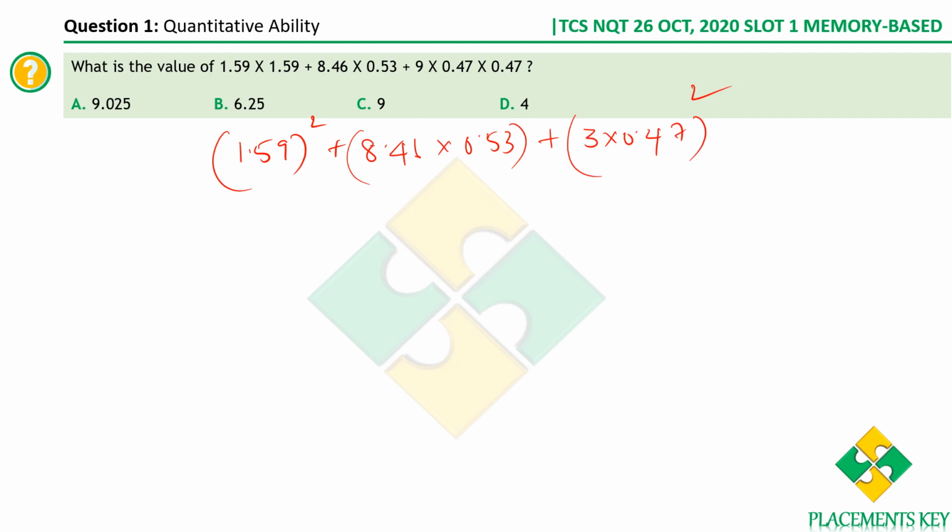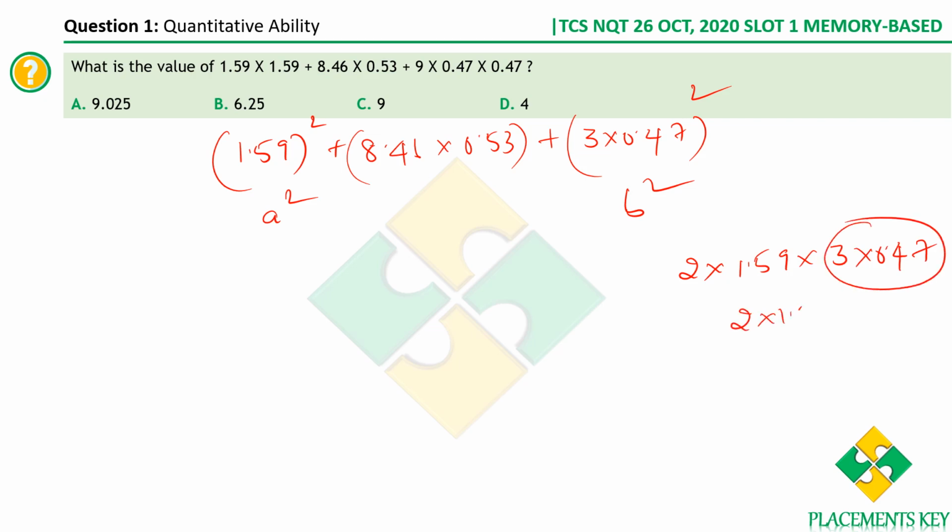Now we'll have to see whether this is of the form 2 into a into b. See, this is a square. Let me also write it. This a square and this is b square. So we will have to check whether this is of the form 2 into a, 1.59, into b, which is 3 into 0.47. If we also simplify this, what do we get?